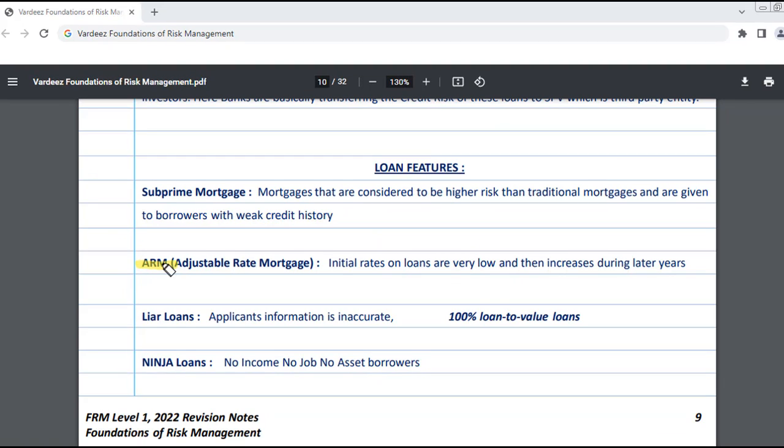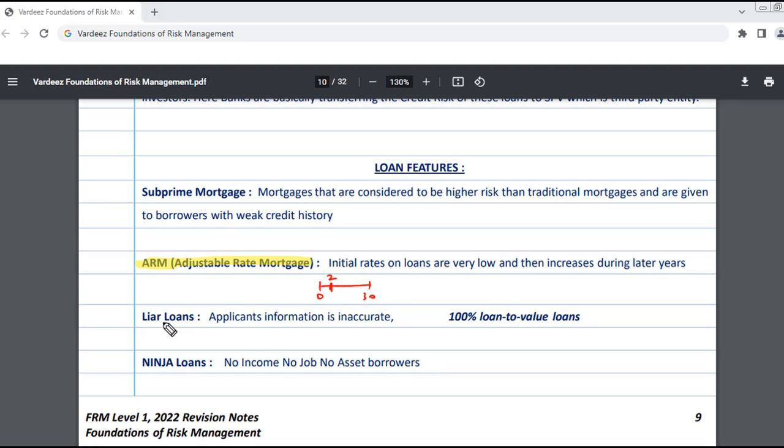The next loan feature is the ARM, or adjustable rate mortgage. Let's say there is a 30-year loan period. Initially, for the first 2 years, the rate will be very low, so that most people can go ahead and buy a loan and purchase the house. Initially the rates are low, and then for the remaining 28 years the rate will come at par with the market. That's what the adjustable rate mortgage means. Initial rates on loans are very low and then increase during the later years.